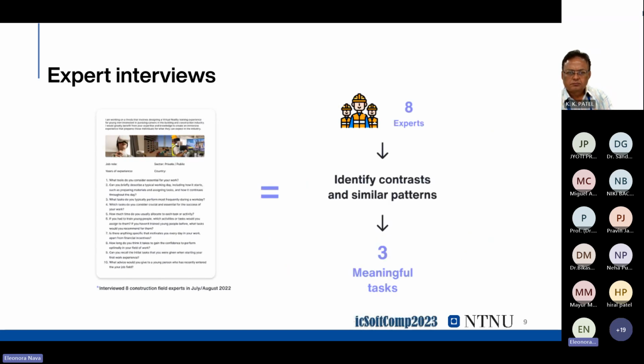The expert interview with professionals aimed to identify general contrasts and patterns, and the outcomes were the three tasks to be performed in the experience.